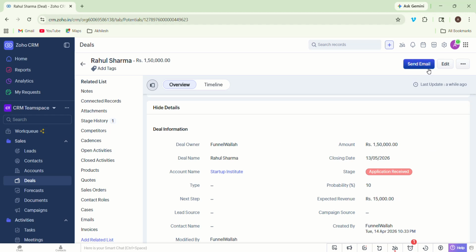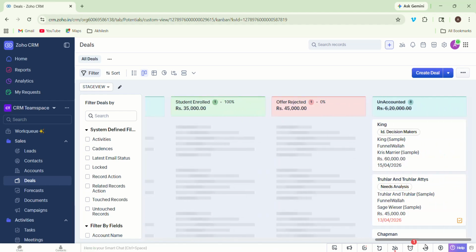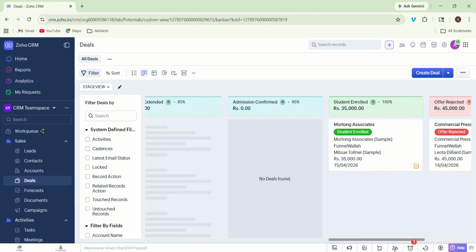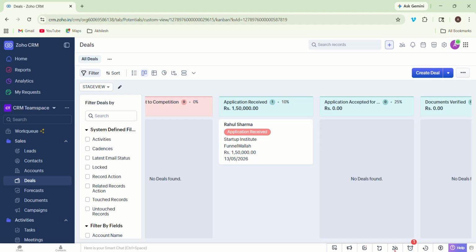So you can look at this. This is a forecast. That's the number which you or your CEO or your management team would like to see on a Monday morning. So basically, have a look at this. Now this has just created a student enrolled, and so look, application received. Now, how do you move a deal? That's the next stage we are going to look at.